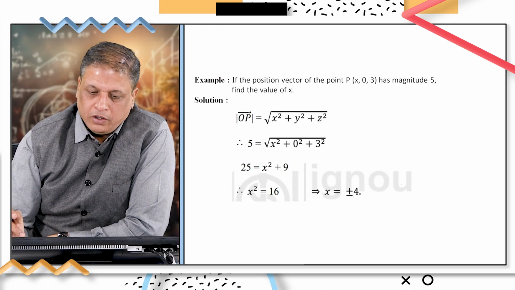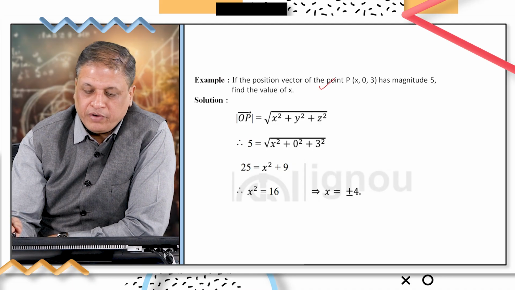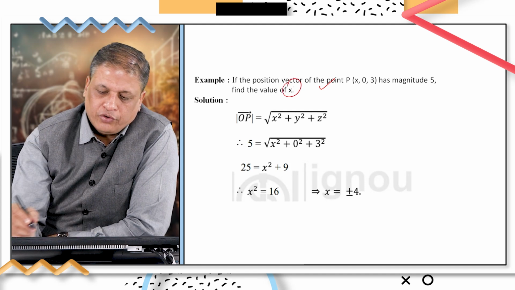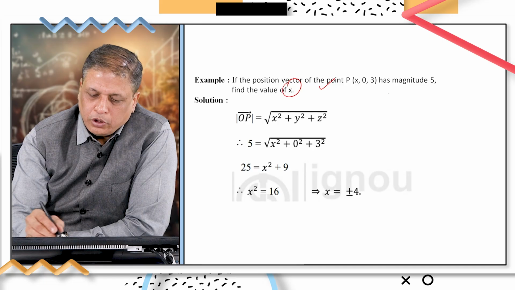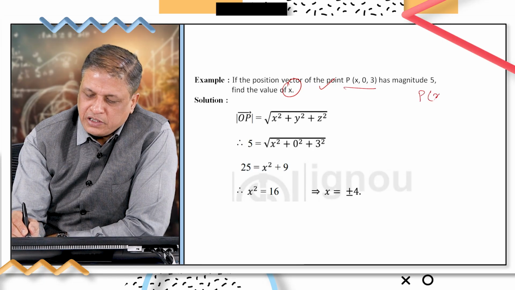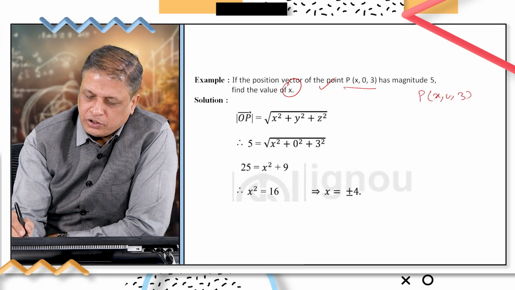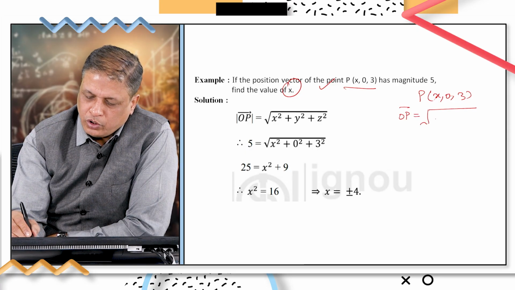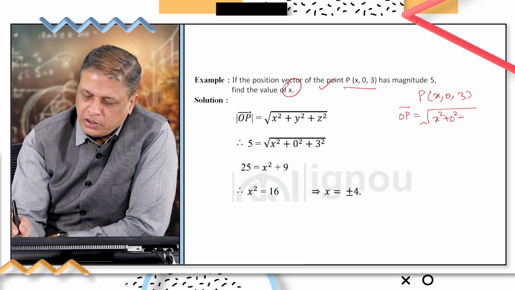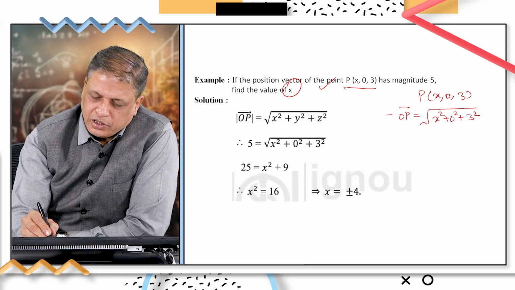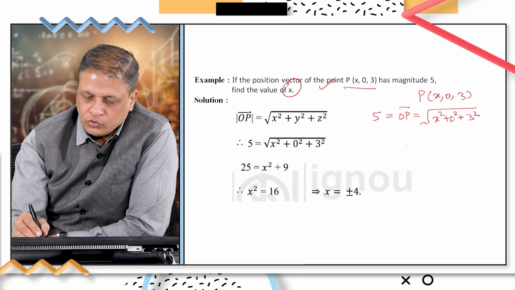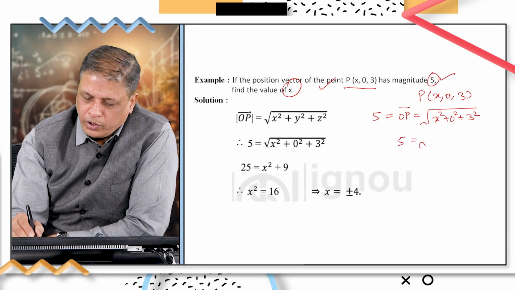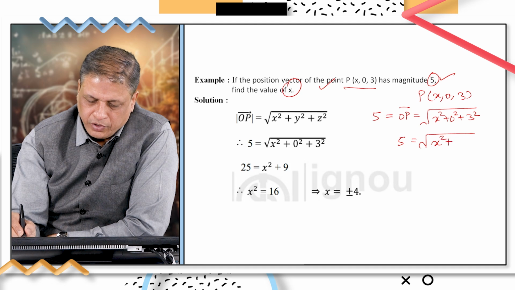One final numerical for this session is to find the position vector for the point (x, 0, 3). So, you are supposed to find the value of x. The point given to us is (x, 0, 3), so the x component is not given. The magnitude of vector OP will be equal to square root of x square plus 0 square plus 3 square, and the magnitude is given to be 5. So, 5 is equal to square root of x square plus 9.